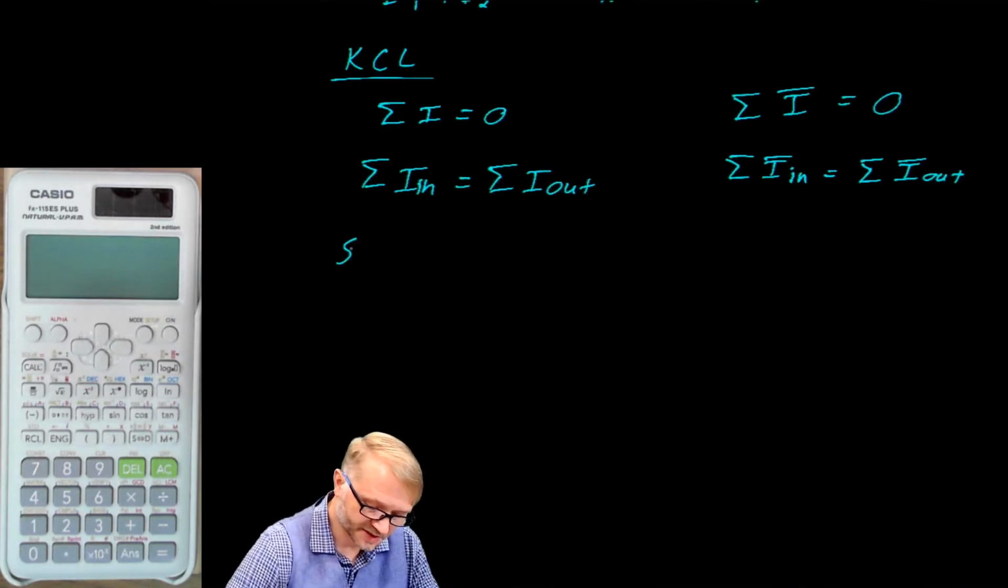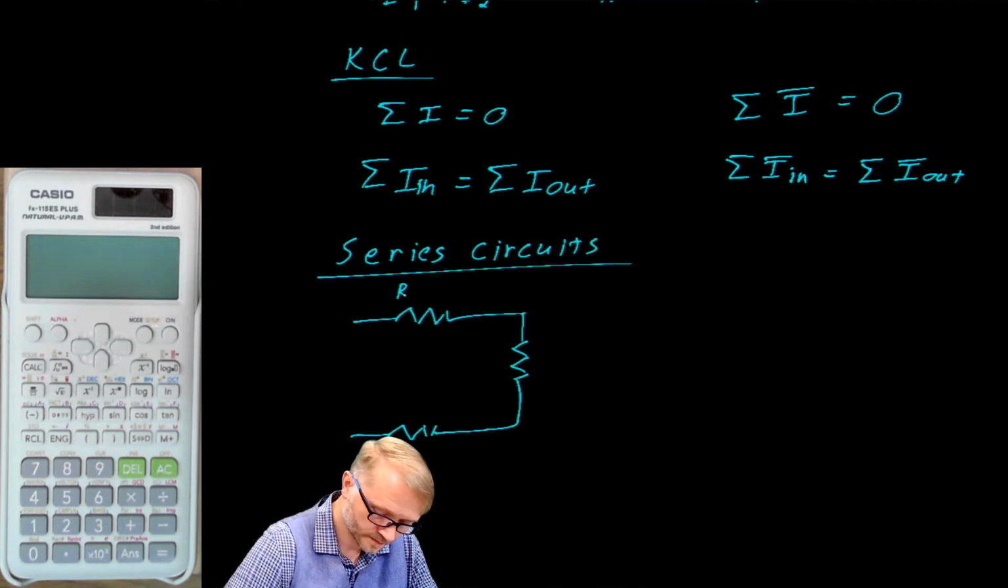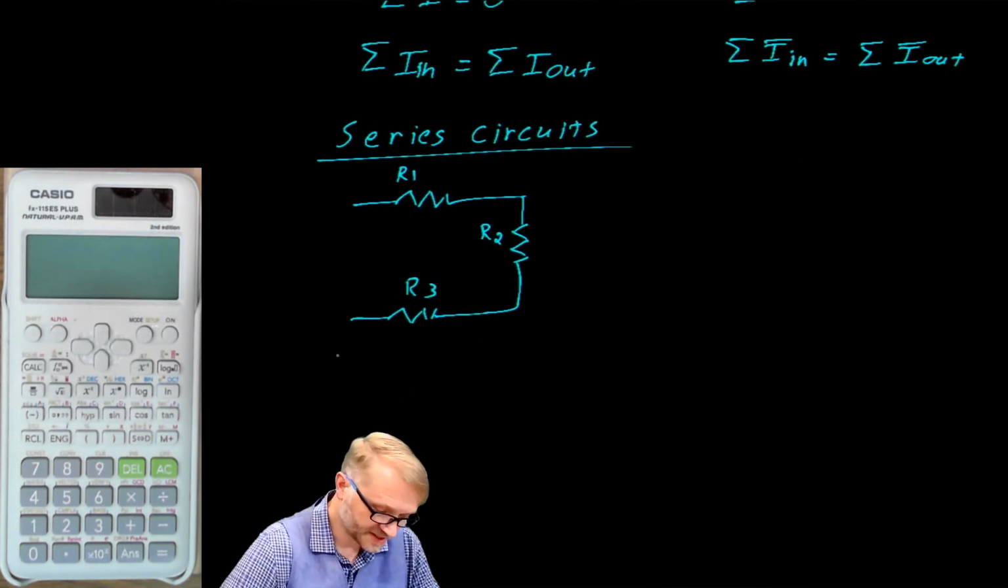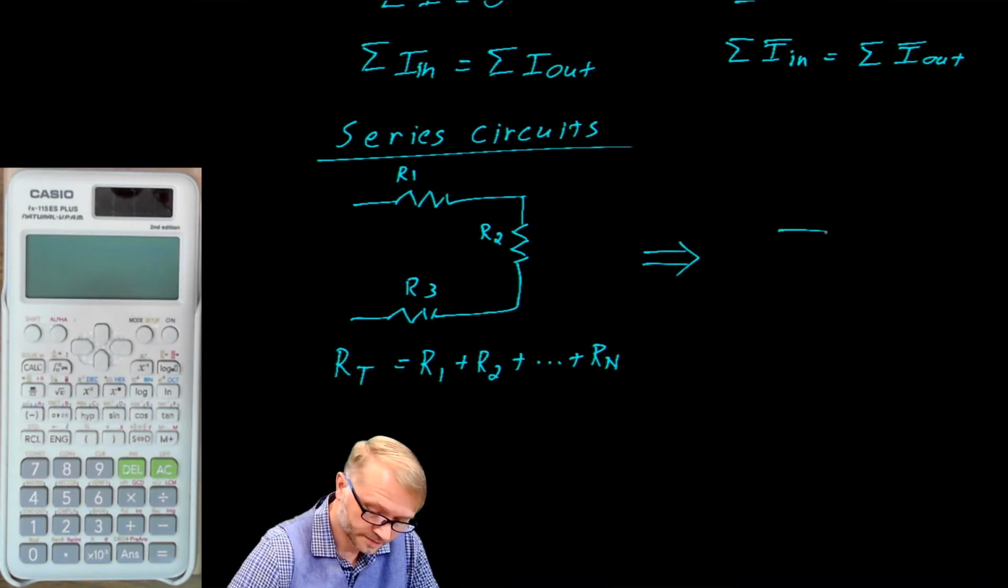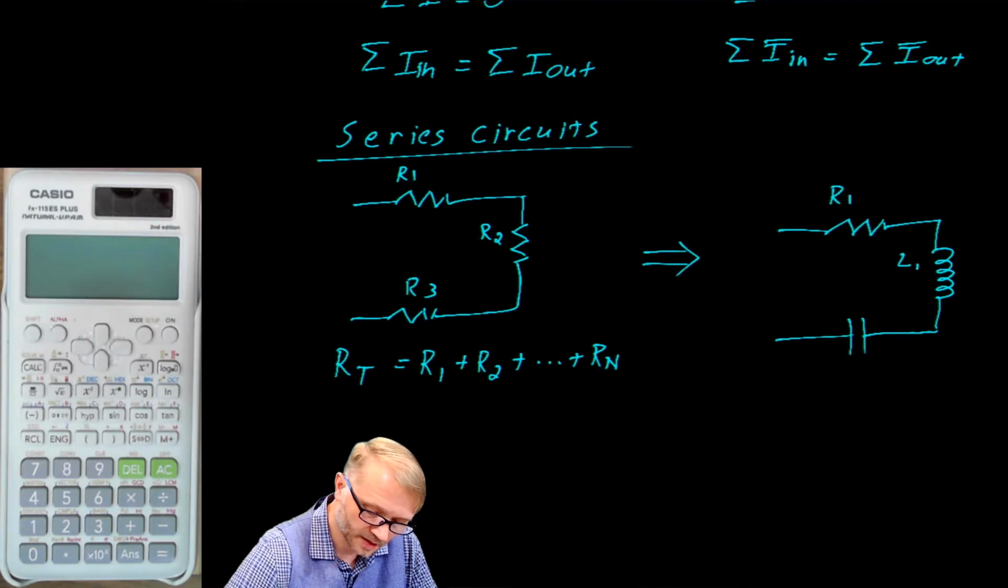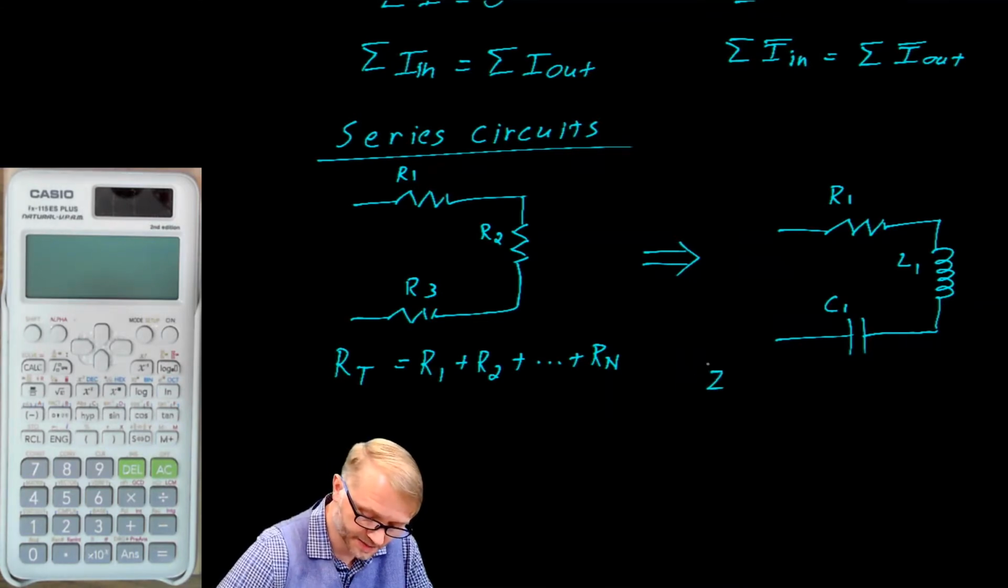We explored series circuits. There we said the total series resistance was equal to the summation of the resistors. That same thought holds for AC circuits. Let this be R1, L1, and C1. In this example, our total impedance is the sum of the individual impedances.